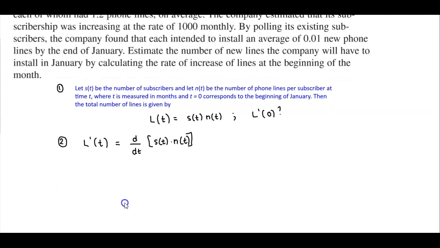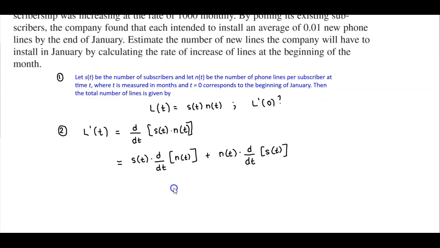So what we want to do now is use the product rule. Recall that the product rule is going to take the function S of t times the derivative with respect to t of N of t, and then plus we're going to take N of t and multiply that with the derivative with respect to t of the function S of t. So that is the product rule.